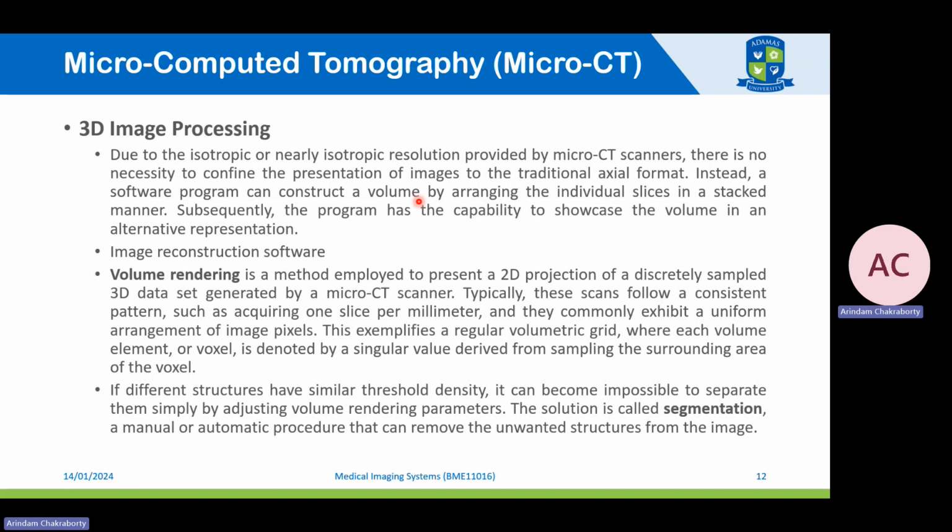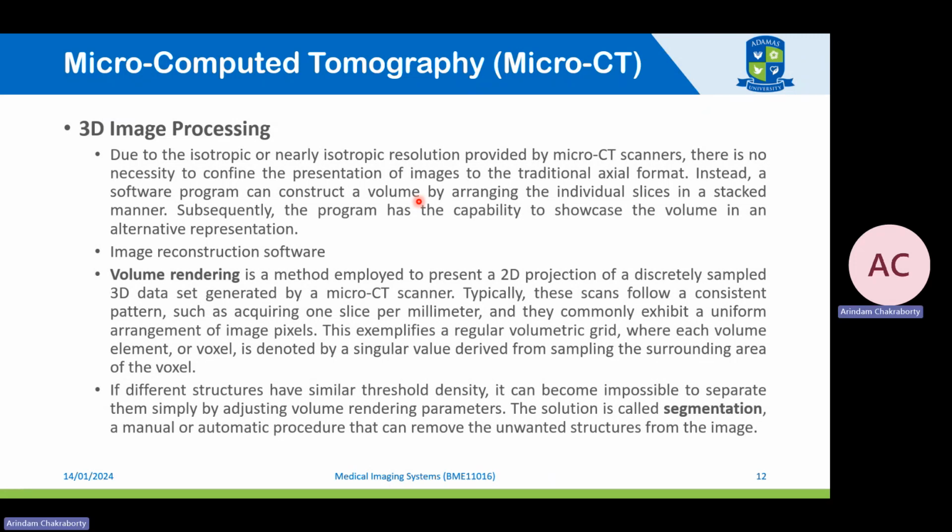And then the important thing that I was talking about is volume rendering, which is a method to present a 2D projection of a discretely sampled 3D dataset that is generated by a micro-CT scanner. So essentially, it produces the 3D data from the 2D projections obtained through the micro-CT scanner. Typically, these scans follow a consistent pattern, such as acquiring one slice per millimeter, and they commonly exhibit a uniform arrangement of pixels.